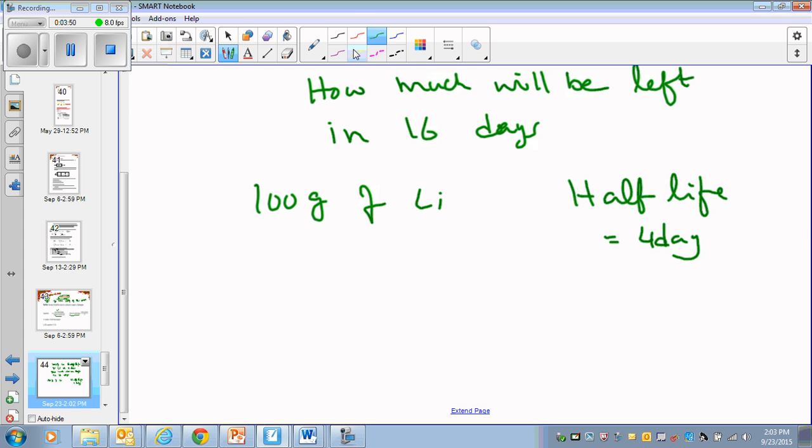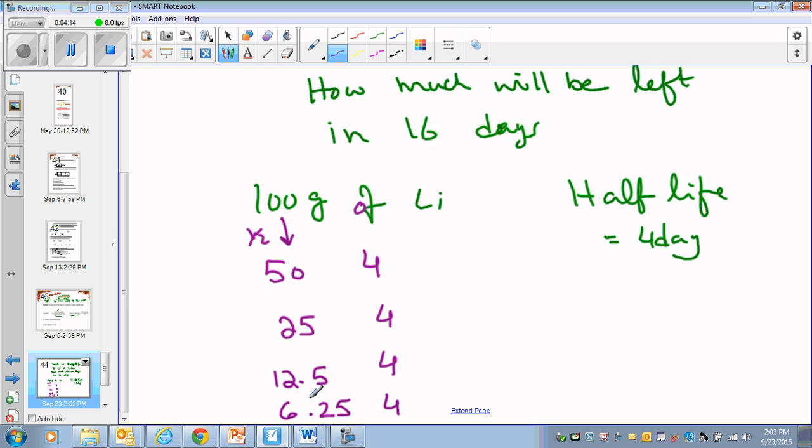That means that right now, starting today, it is 100. After 4 days, it will be left half. You have to go down to half. Then another 4 days, which is another half-life, it will be left 25. Another 4 days, it will be left half of this. Another 4 days, it will be left half of this. So if you notice, all I'm doing is taking half of the amount. I'm dividing it by 2 every half-life. So how many half-lives has it been so far? It's 1 half-life, 2, 3, 4.